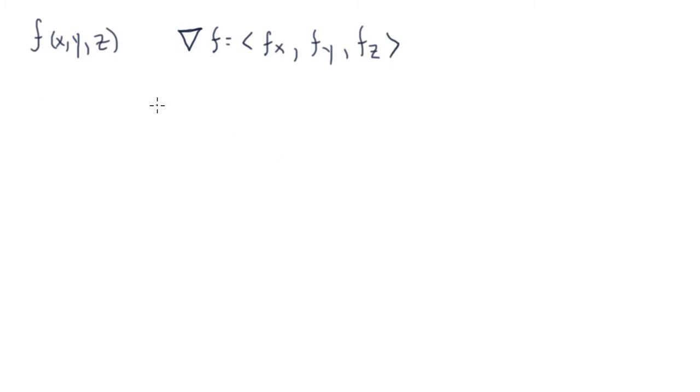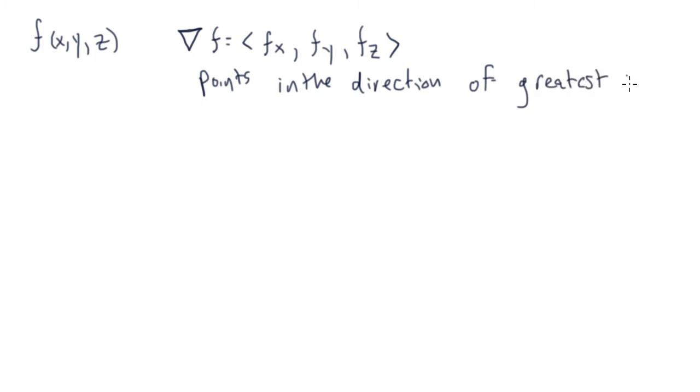We don't have quite as nice a geometric interpretation as the direction of steepest ascent, but the gradient vector points in general in the direction of greatest change. Notice I'm not using steepest ascent anymore, because we don't have quite the geometric way of visualizing greatest change as steepest ascent, but the gradient will point in the direction of greatest change. So that's the first thing.